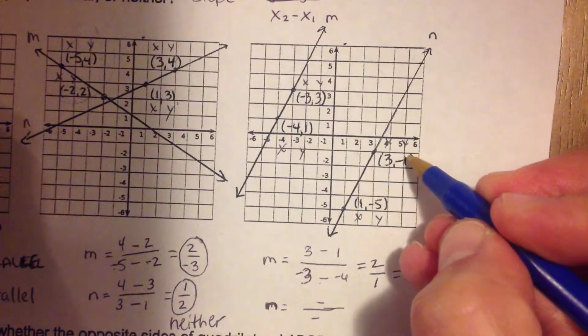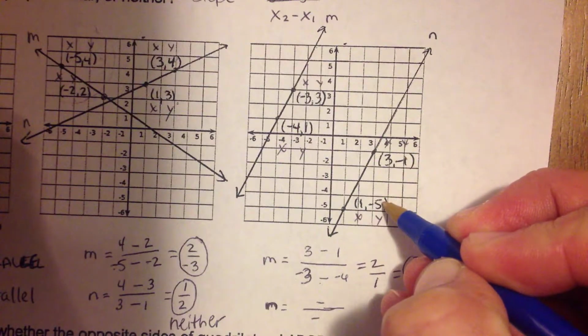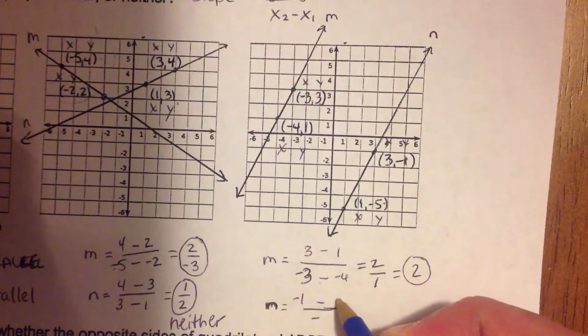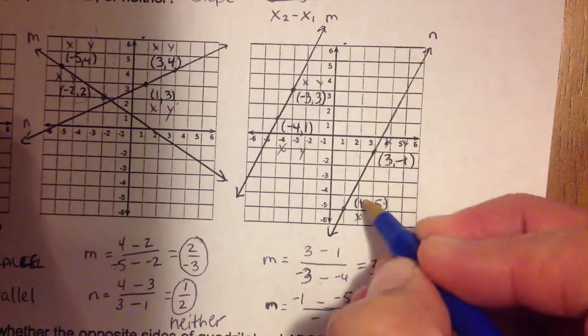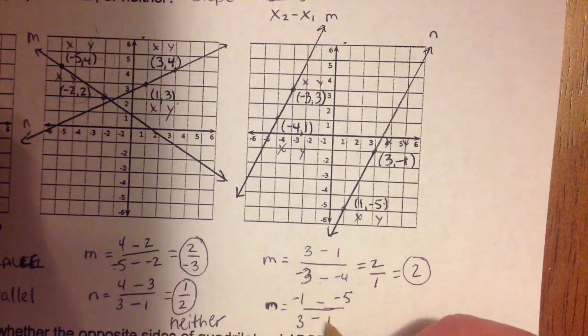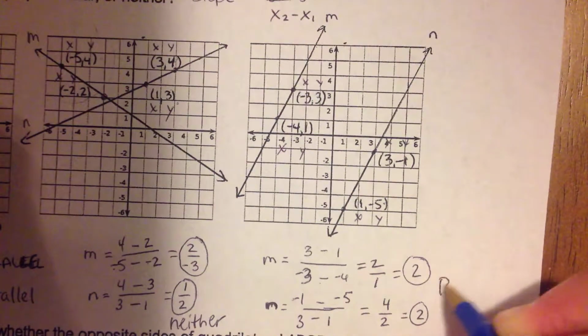For N, I do my y's on the top, negative 1 minus negative 5. And my x's on the bottom, 3 minus 1. Negative 1 minus negative 5 is positive 4. 3 minus 1 is positive 2. If I reduce that, 4 divided by 2 is 2. These lines are parallel.